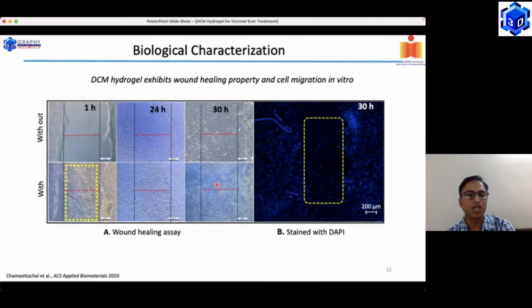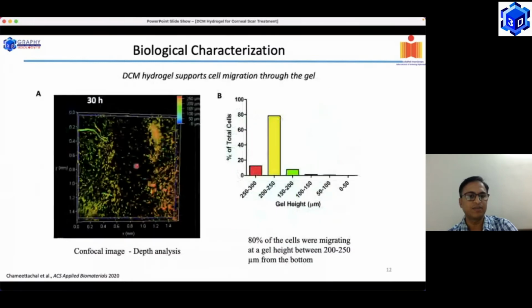But here we are not able to understand whether the cells are migrating below the hydrogel, over the hydrogel, or through the hydrogel. So we have done a depth-dependent confocal microscopy, where different colors are given for cells present at different layers, different heights, and our hydrogel is almost 300 microns. What we see is that the cells are mostly migrating at 200 to 250 microns height. That means cells are migrating into the hydrogel. So this hydrogel is highly supportive towards cell viability, and we have confirmed cell proliferation and cell migration.